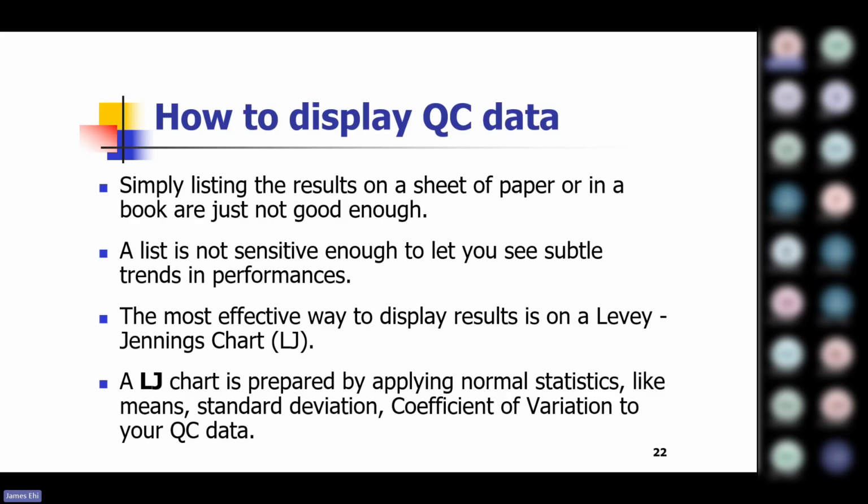If you are tabulating your QC result in that manner, it is not good enough, as it is not sensitive enough to help you pick subtle trends in the performances. The most effective way to display results is on a Levey-Jennings chart. A Levey-Jennings chart is prepared by applying normal statistics like mean, standard deviation, coefficient of variation to your QC data. Someone may argue that the ISO standard did not say you should use a Levey-Jennings chart, but the ISO standard states you must put your QC in a way that helps you to detect trends and shift easily.